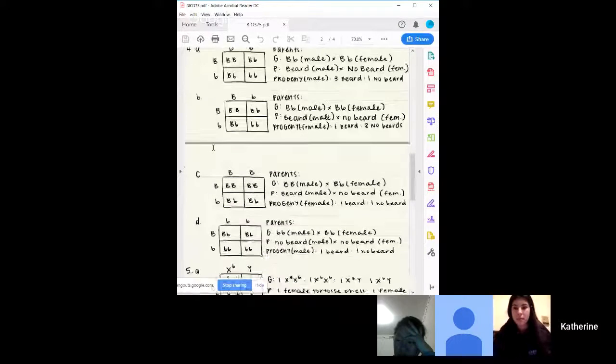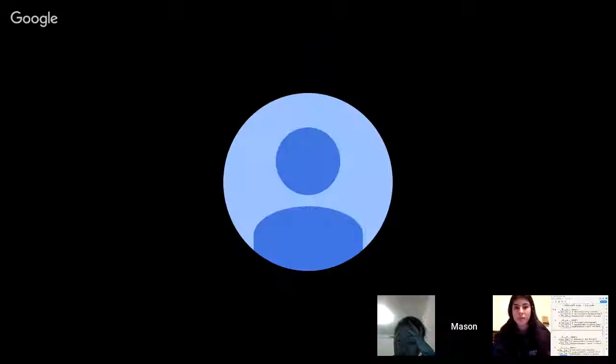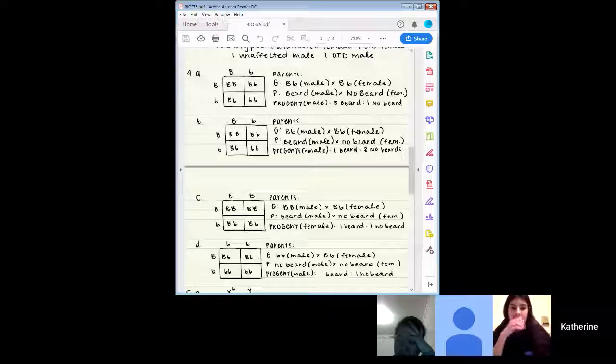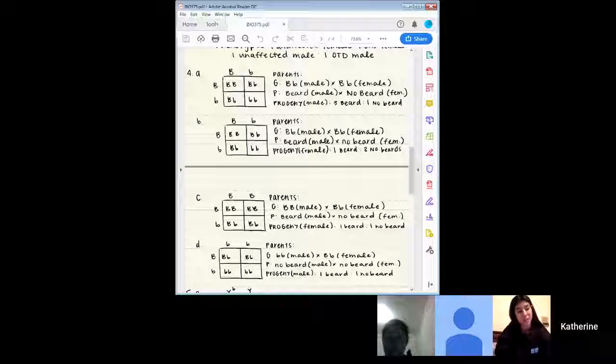Cool. Okay, and then 4, and you said that you wanted to spend a little more time on 4 and 5, right? Yeah, I just wanted you to explain it, because I was having issues trying to figure them out, like working backwards, trying to find the parents' phenotypes and genotypes. Okay, sounds good. We can do that.